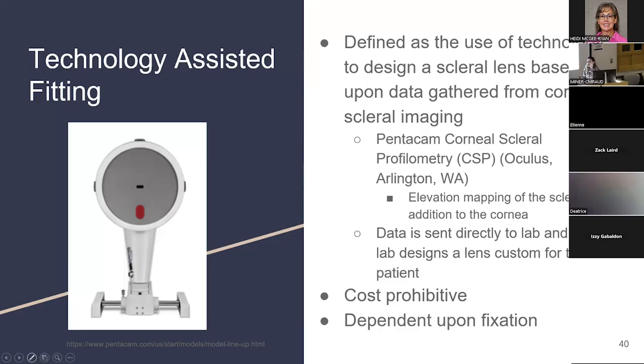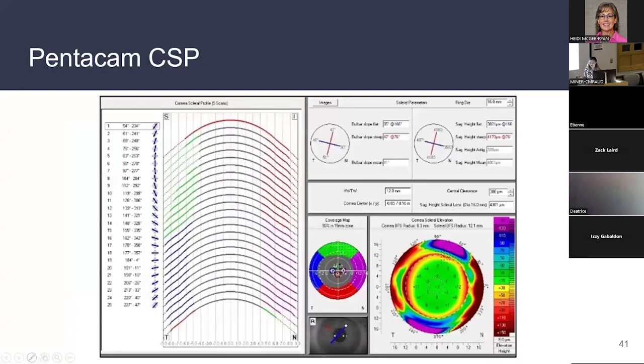So if you have a patient who is very low vision without their scleral lens in or without any correction, this probably isn't a great option for them because they have to be able to fixate on a target consistently to get this data. But what does the data actually look like? So it looks somewhat like a traditional Pentacam. So you have your central corneal elevation map here, but then it also gives you all of this, which is the sclera.